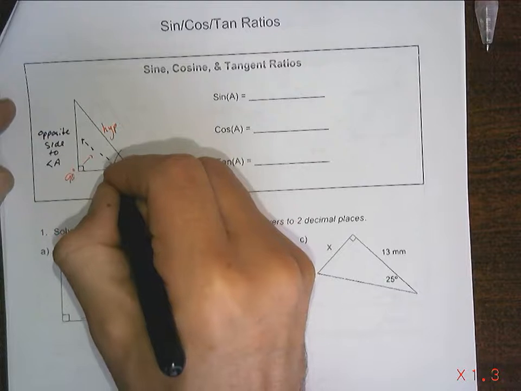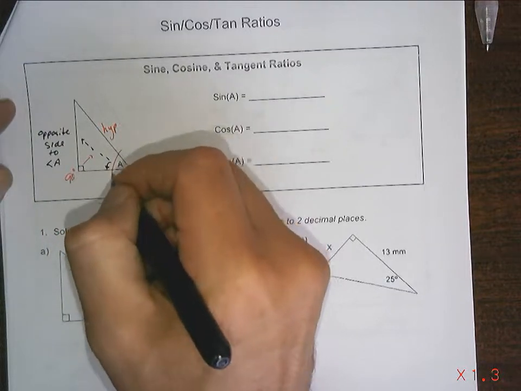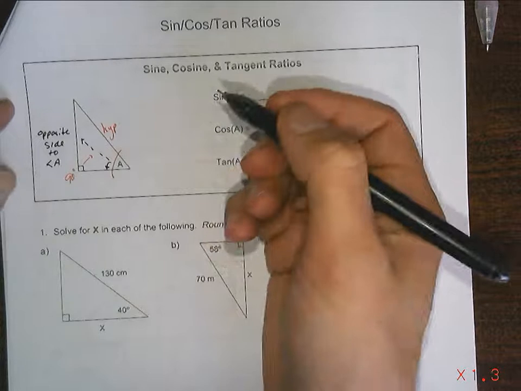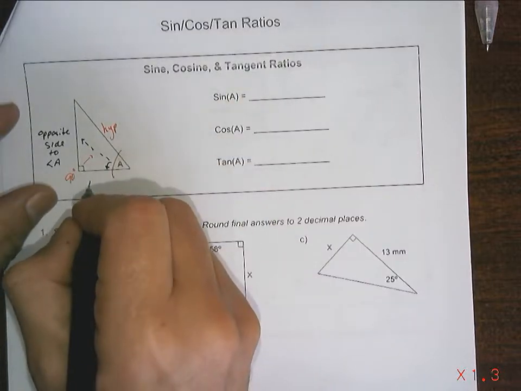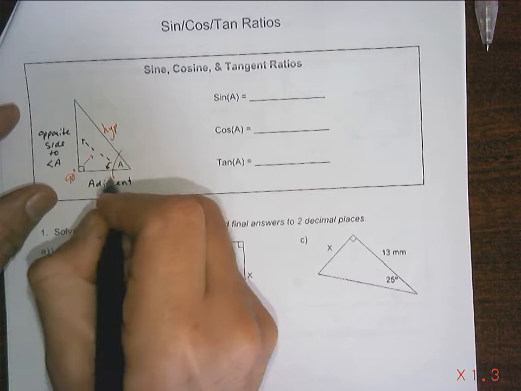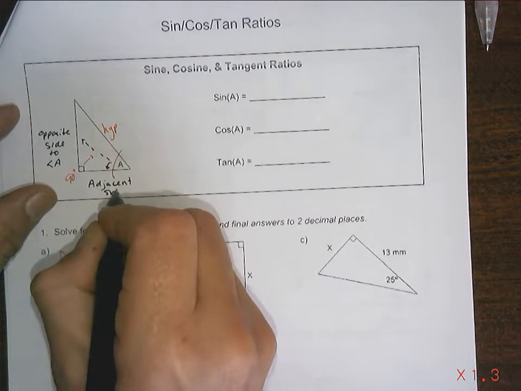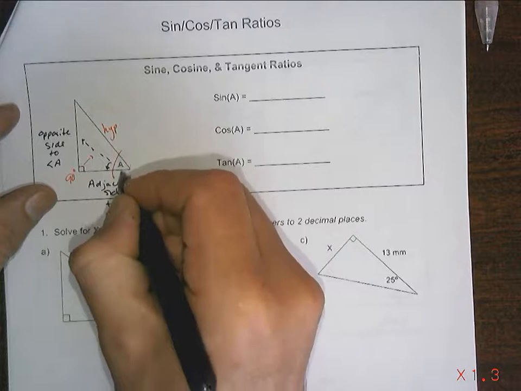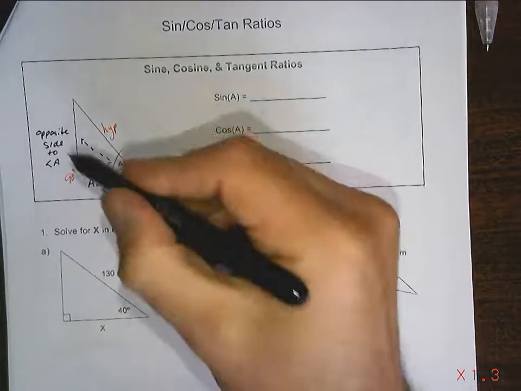Now, this side is beside angle A. It's right beside it. Now, we don't say side beside A. I don't know why we don't, but we don't. We have a special word for that. We call it adjacent. And adjacent means to be beside something. So this is the adjacent side to angle A, and it's the one that's beside A that's not the hypotenuse. Okay? So I have this side and I have this side.